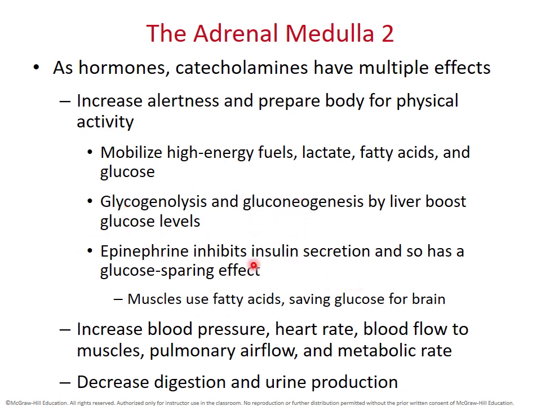They inhibit the release of insulin, so the glucose remains in the body available to muscles for use, same with fatty acids. They also, of course, increase blood pressure and heart rate. They dilate bronchioles in the lungs to increase airflow. Everything that you need to get the body ready for strenuous activity in a fight or flight response.